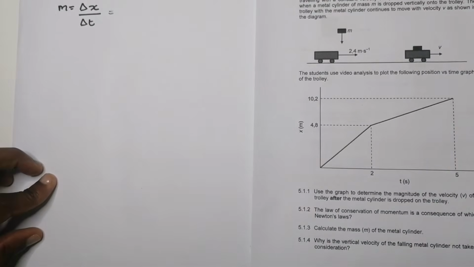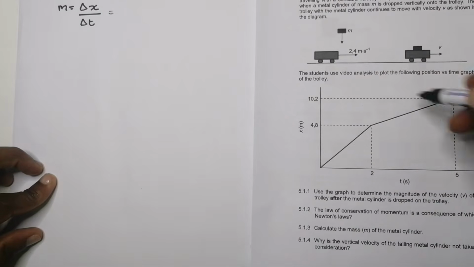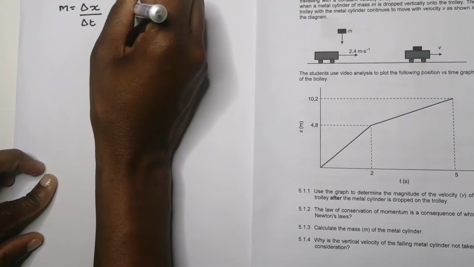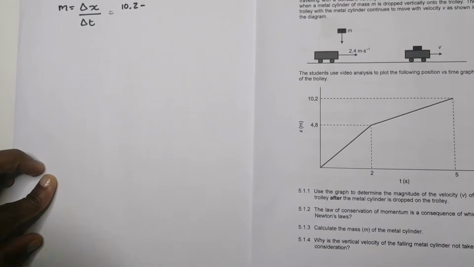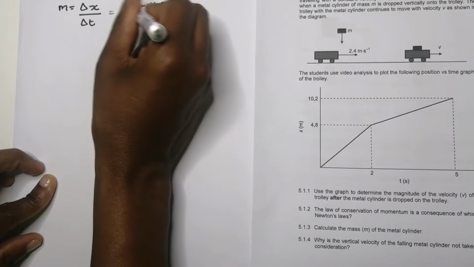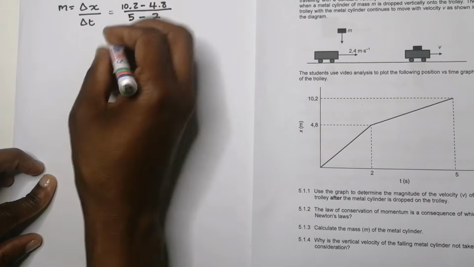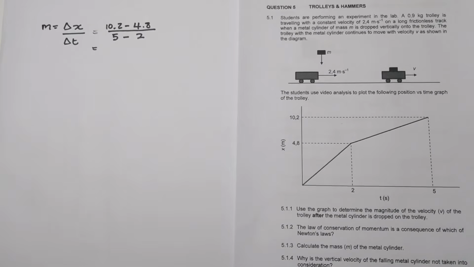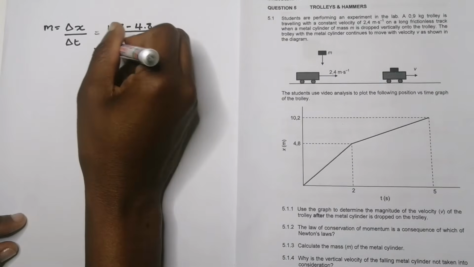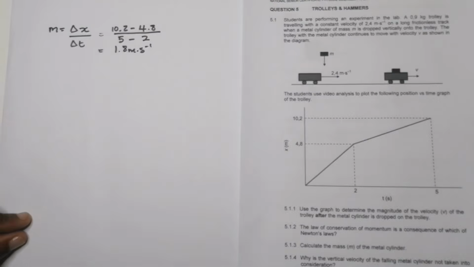So what is our gradient? Let's find out. When the position was 10.2, the time was 5. So I'm going to say 10.2, subtract that position over there, 4.8, divided by the time, which is 5 minus 2. And we get a speed of 1.8 meters per second. So that's the velocity that we get.